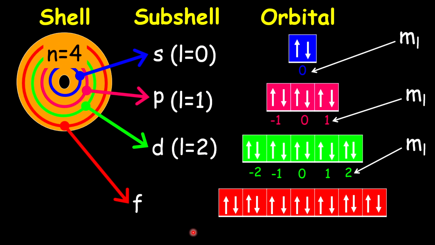Now to break down the F, again, remember the F has an L value of 3. And so we could have a negative 3, negative 2, negative 1, 0, 1, 2, and 3. And so this will give us our 7 orbitals. Alright? And so if you add up all the orbitals for n equal to 4, you get all these numbers together. Okay, so that's an easy way to remember it, to break down the subshells first, and then you look at the number of orbitals.